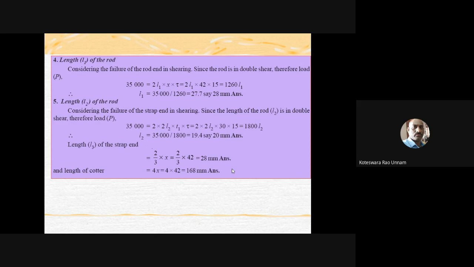In this, there are some empirical relations that you need to remember, because this is not available in the data book. The information about this joint is not available in the data book. So you need to remember those empirical relations. Then only you can solve this problem.